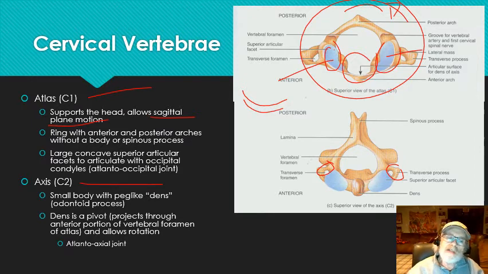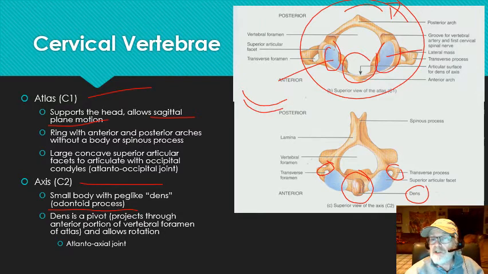What makes it different from the other ones is right here, there's a thing called the dens, or the odontoid process. Basically, that serves as the body of C1. The odontoid process sits in this open space, and a ligament runs across from here to here that holds it in that spot. People with a cervical injury may fracture that off, which creates a bad instability, and it's frequently fatal.